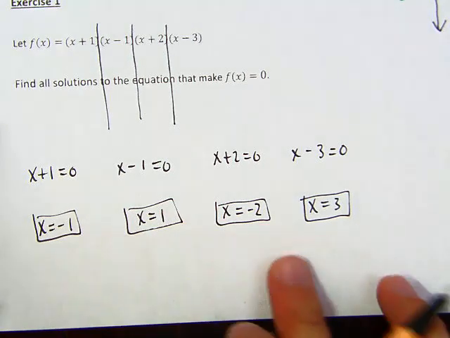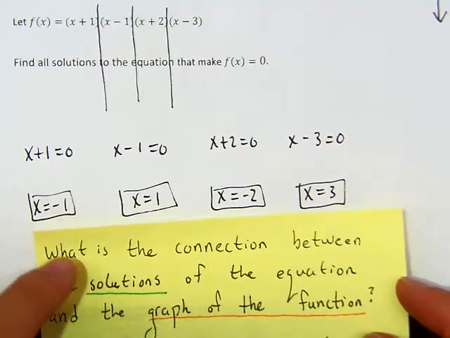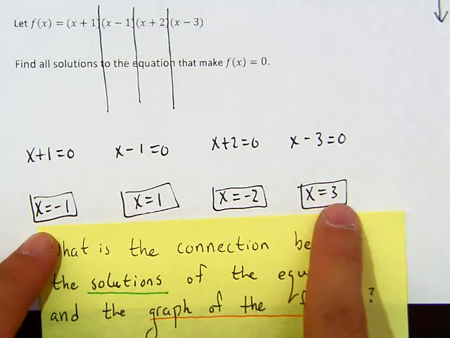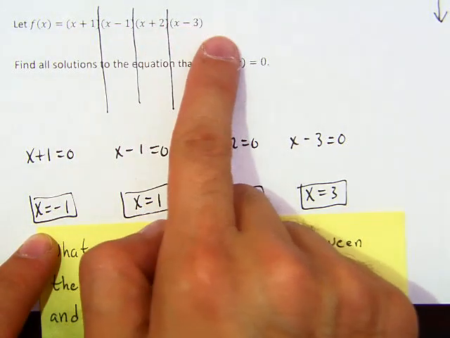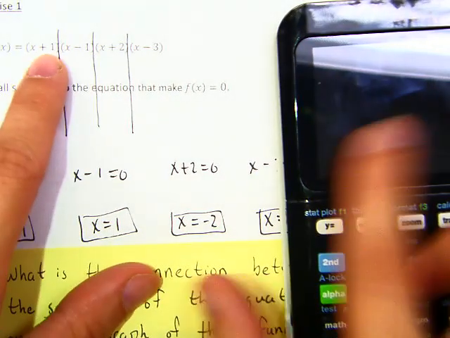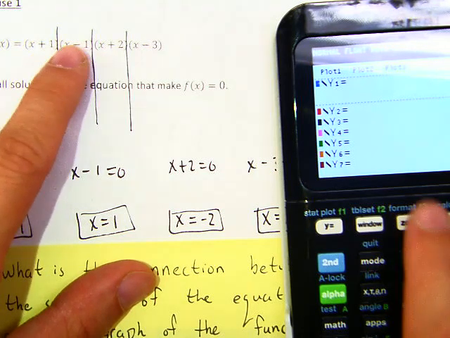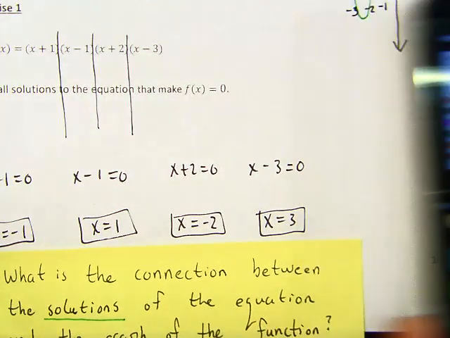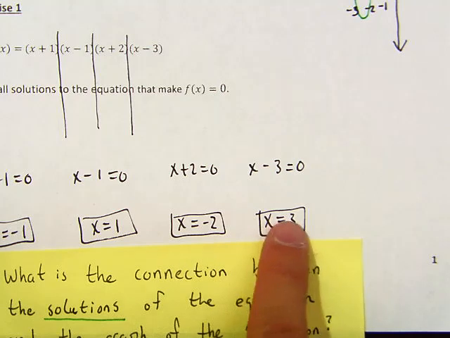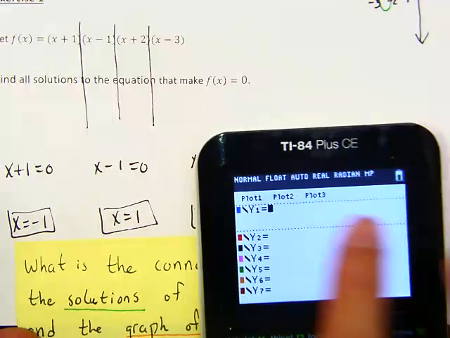And the last thing I want you to do is, what has to happen? What is the connection between these solutions and the graph of this? What I want you to do is take your calculator and plug this in, okay? Plug this in and see what happens, okay? What has to happen is it has to hit these points, and you're going to see that it does hit these points. So use the calculator to see for yourself.